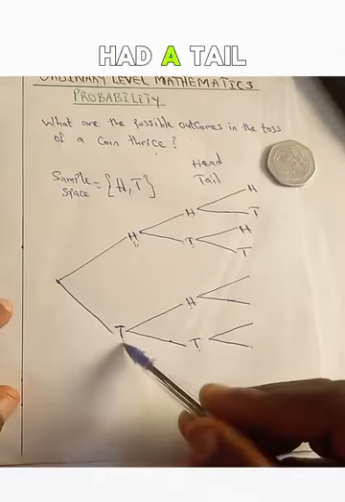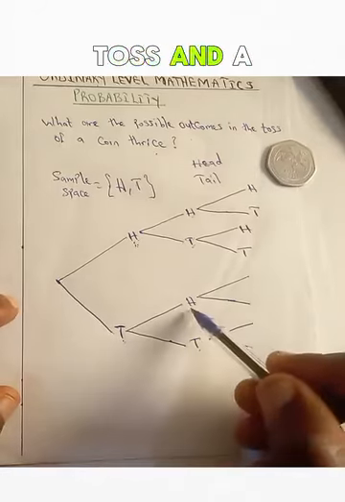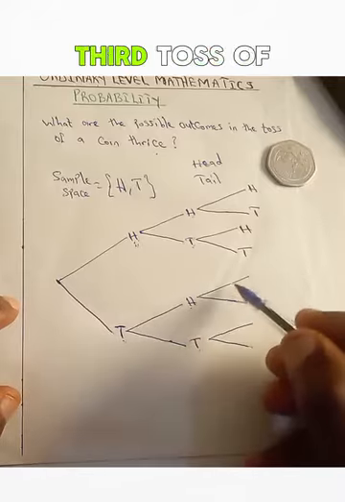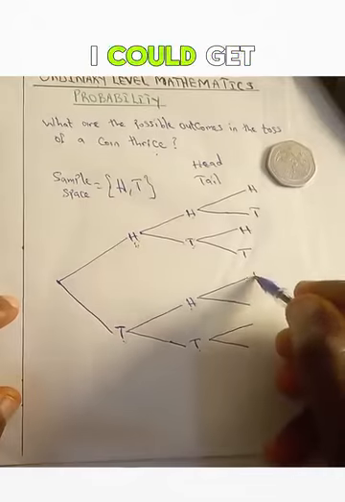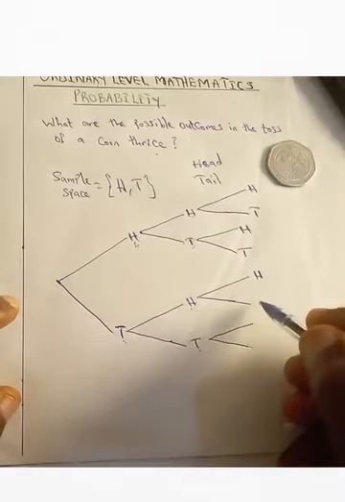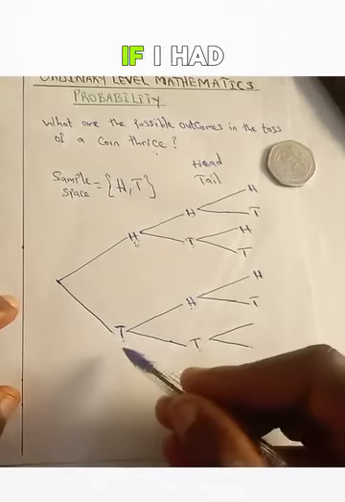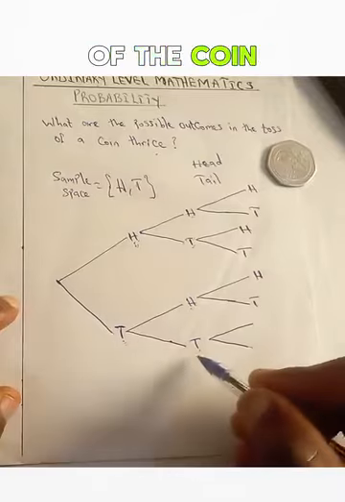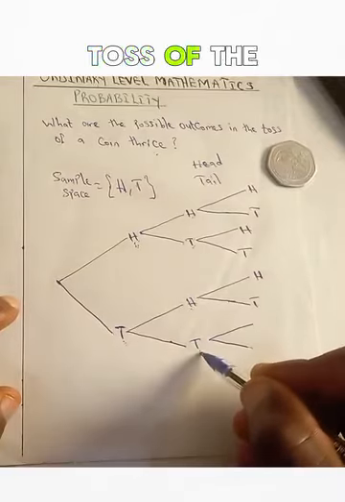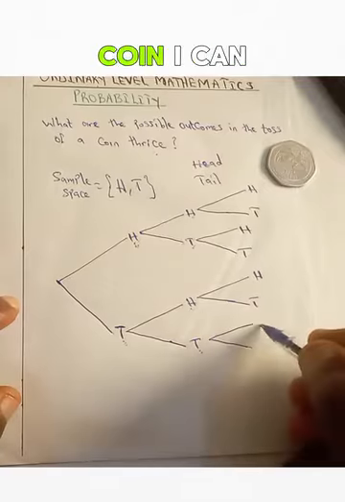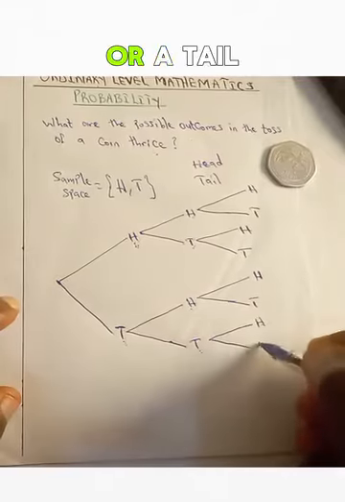So if I had a tail in the first toss and a head in the second toss, in the third toss of the coin, I could get a head, or in the third toss of the coin, I could get a tail. If I had a tail in the first toss of the coin and a tail in the second toss of the coin, in the third toss of the coin, I can still have a head or a tail.